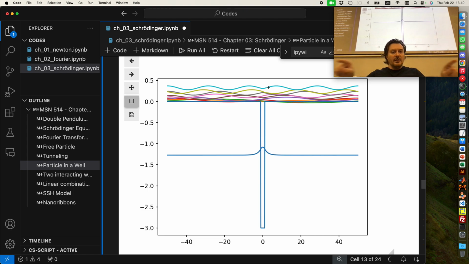Actually, if you plot the 1s state of hydrogen, it's a three-dimensional ball, right? If you just cut it through and plot it, you will get something like this. Okay? Any other questions? So what this bound state is modeling is an electron that is bound to the nucleus.